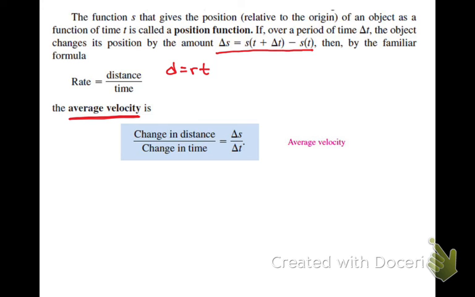Okay, think about it. A derivative function is a slope, right? An instantaneous rate of change. Wouldn't that be exactly what velocity is? Instantaneous velocity. It's the same thing. Good?